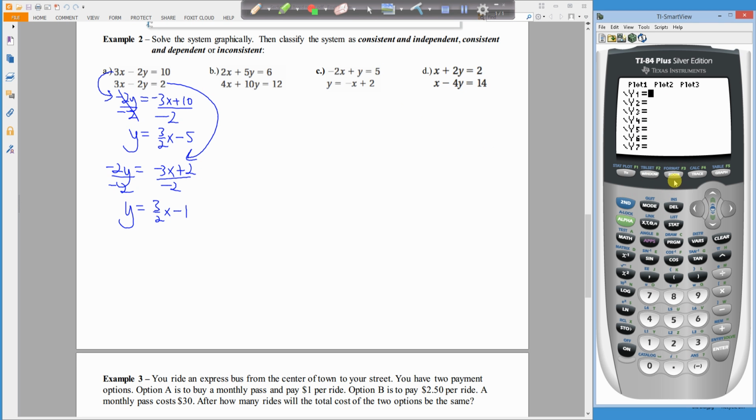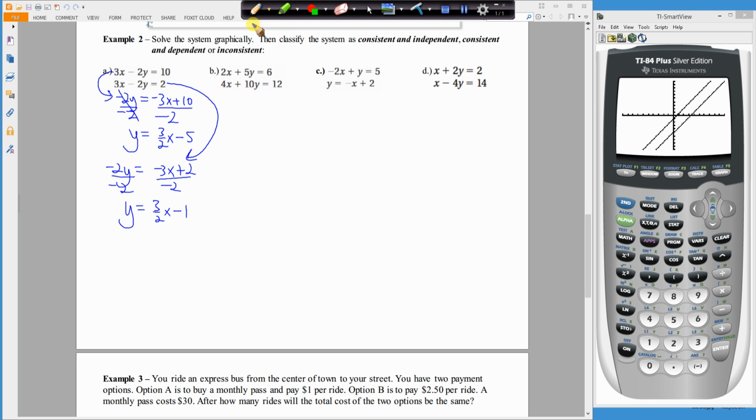Let's graph them. So the first one again, parentheses 3 over 2 x minus 5, and in the second one, 3 over 2 x minus 1. Okay, please show up. Okay, this thing is unresponsive. Great. And then say graph, and you'll see what happens. Two parallel lines, no intersection.